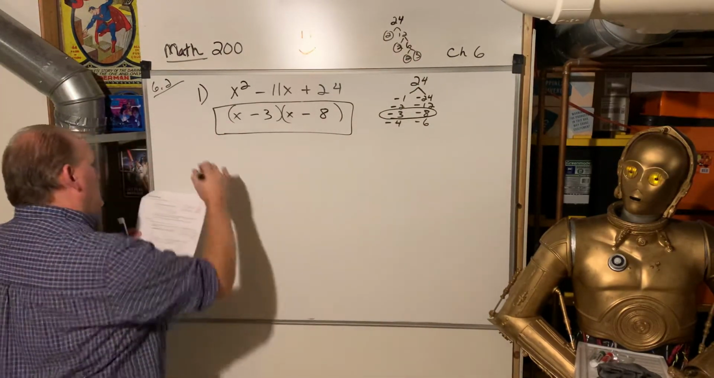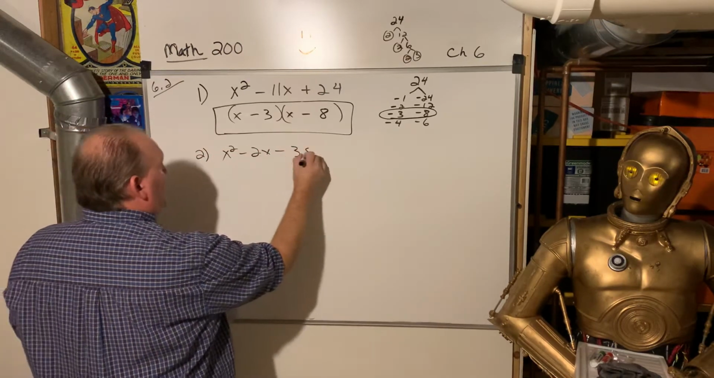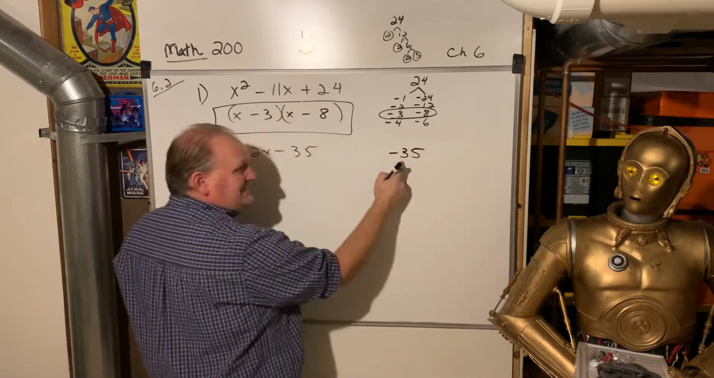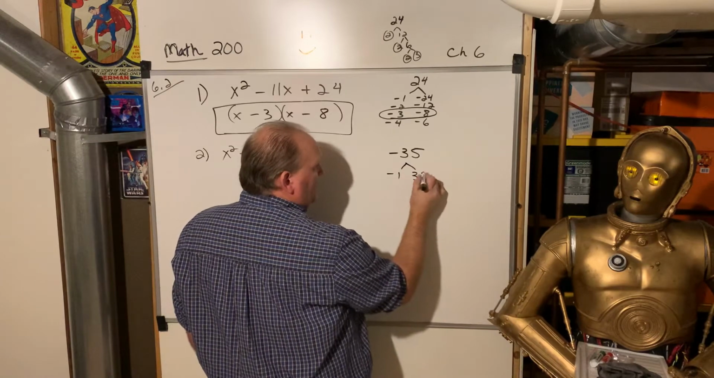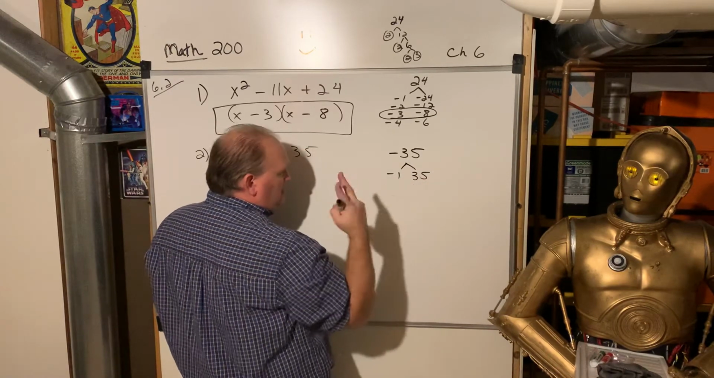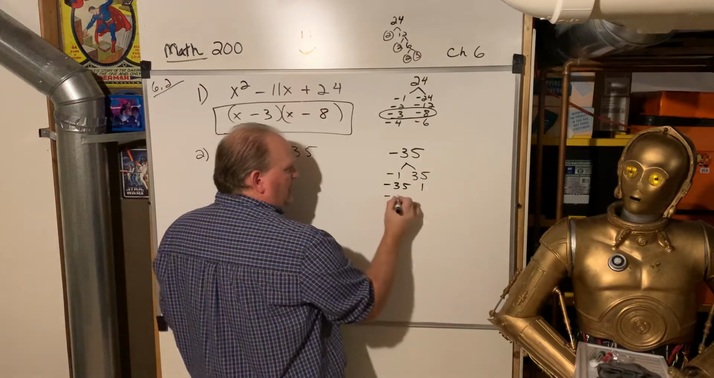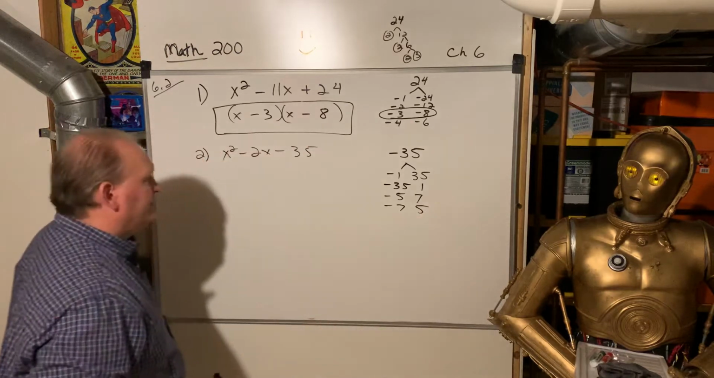All right, let's look at number 2. X squared minus 2x minus 35. So now we're looking for suspects. Our list of suspects is going to be for negative 35. So we're looking at negative 1 and 35. But now every one that you think of, there's actually 2, because that could also be negative 35 and positive 1. Negative 5 and 7, negative 7 and 5. So not a lot there.